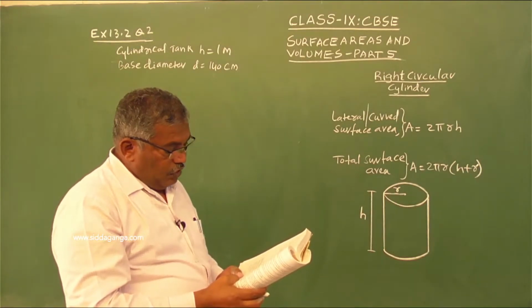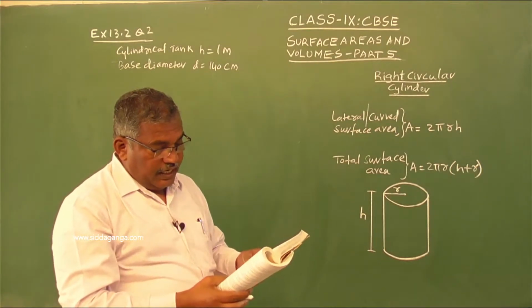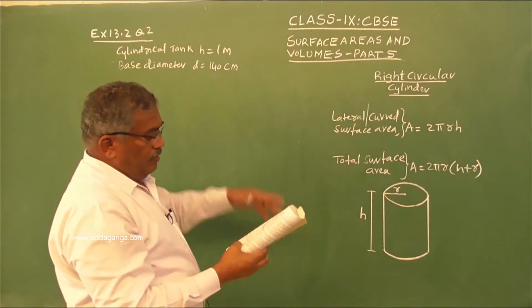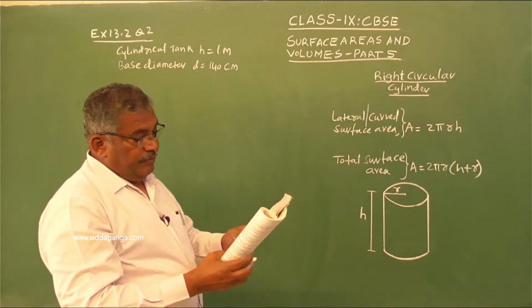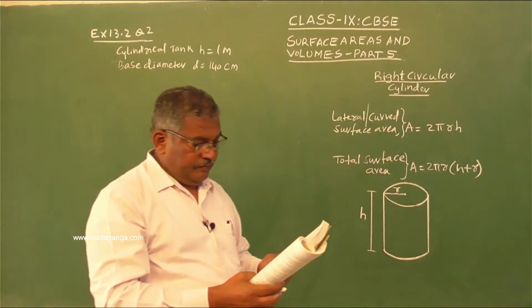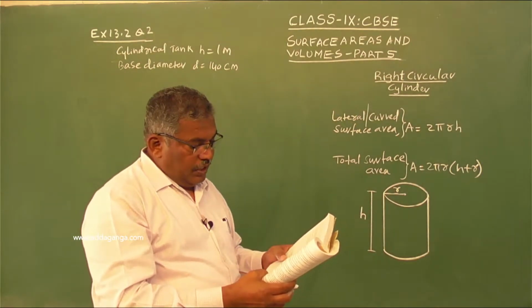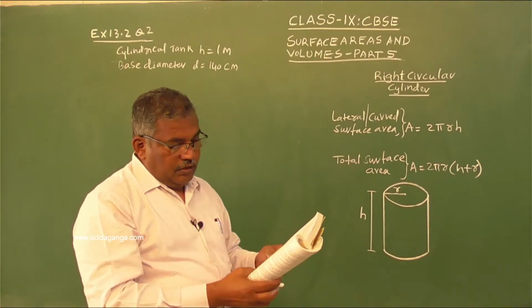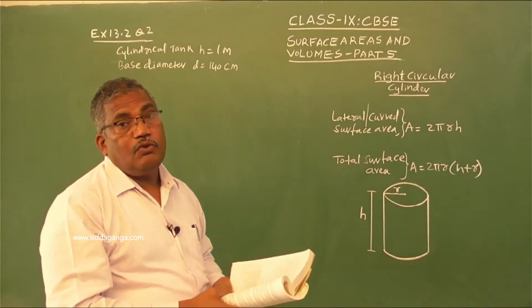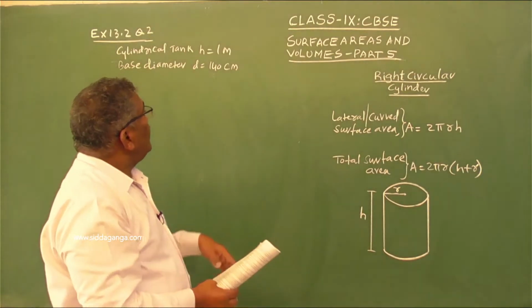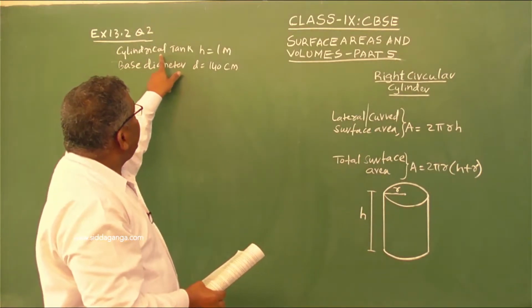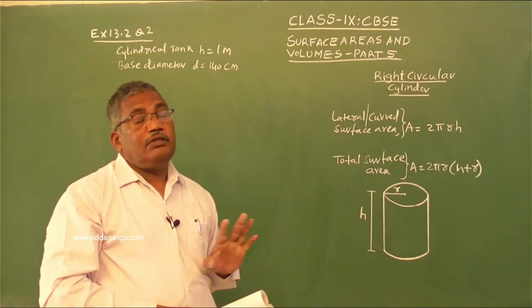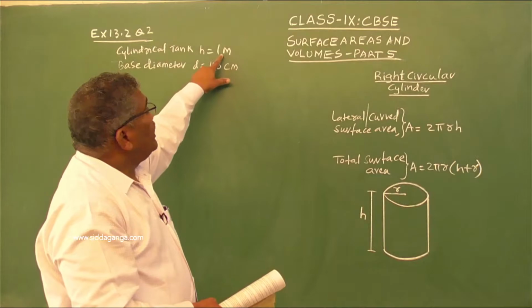So it is required to make a closed cylindrical tank of height 1 meter and base diameter 140 centimeter from a metal sheet. How many square meters of metal sheet are required for the same? So you read the required answer: how many square meters of metal sheet is required? Therefore, all units you have to take in meters only.